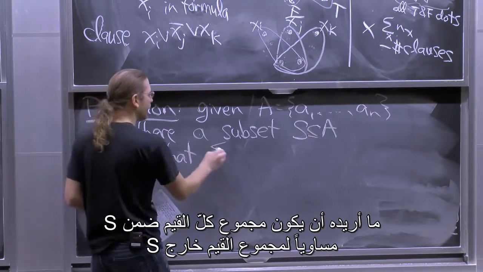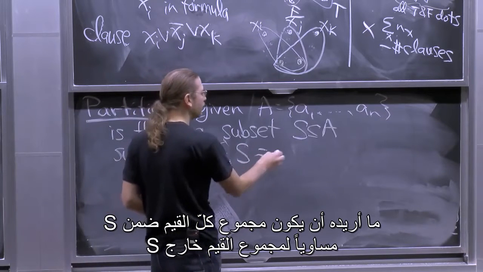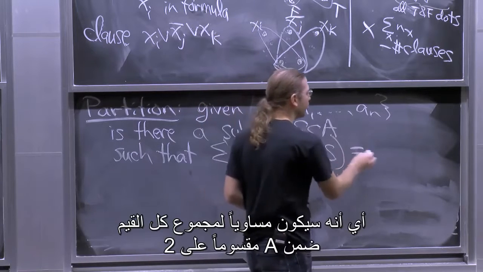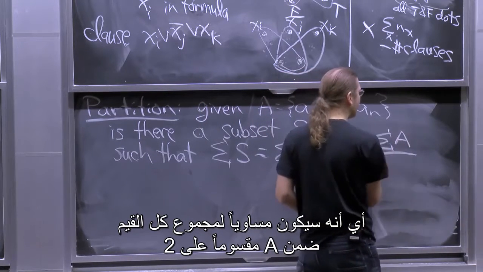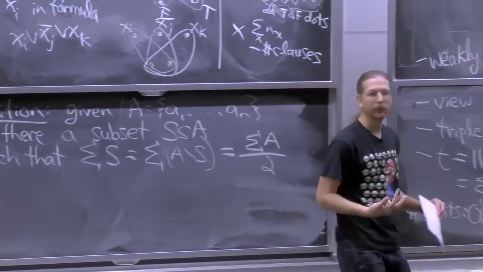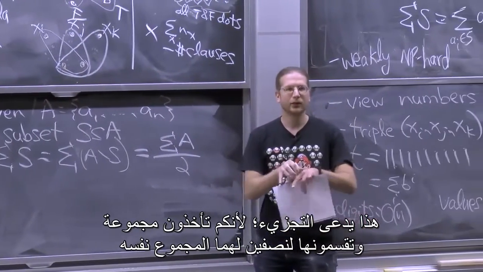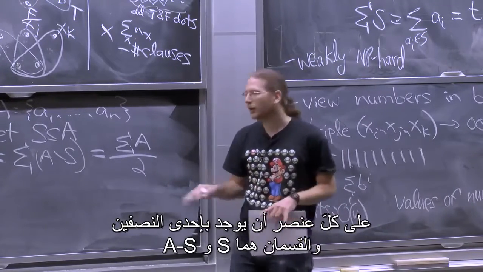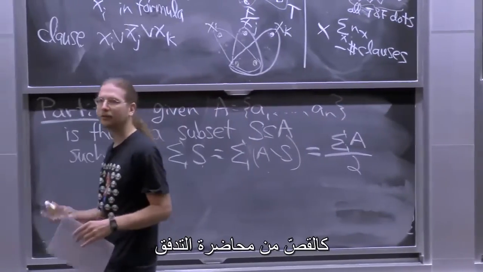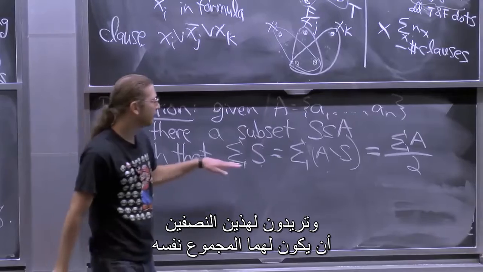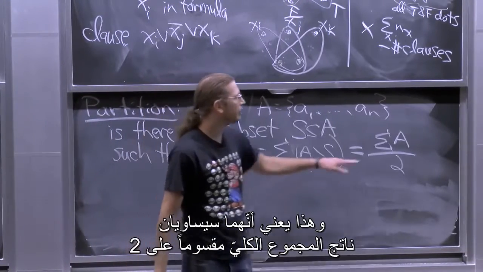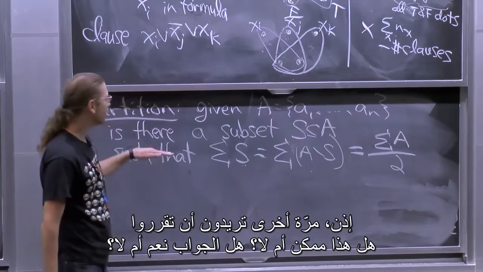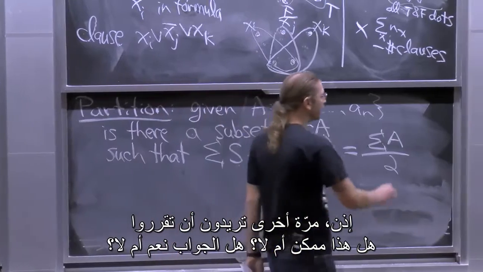What I would like is the sum of all the values in S to equal the sum of all the values not in S. That's A minus S. Which in other words is going to be the sum of all the values in A divided by 2. So this is called partition because you're taking a set and splitting it into two halves of equal sum. Every element has to go in one of the two halves, called S and A minus S, like cuts in the flow stuff. You want those two halves to have exactly the same sum, which means they will be the sum divided by 2. So that better be even, otherwise it's not going to be possible. Again, you want to decide whether this is possible or impossible, yes or no.